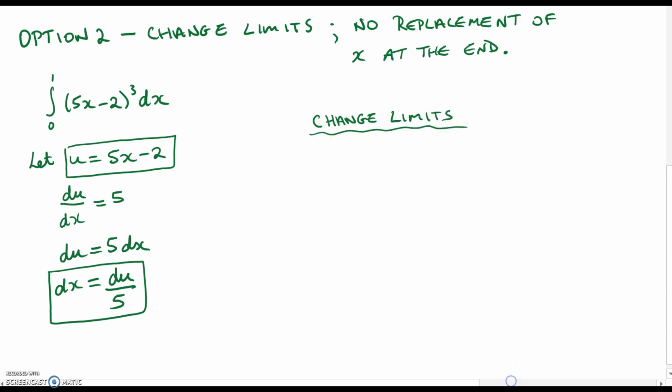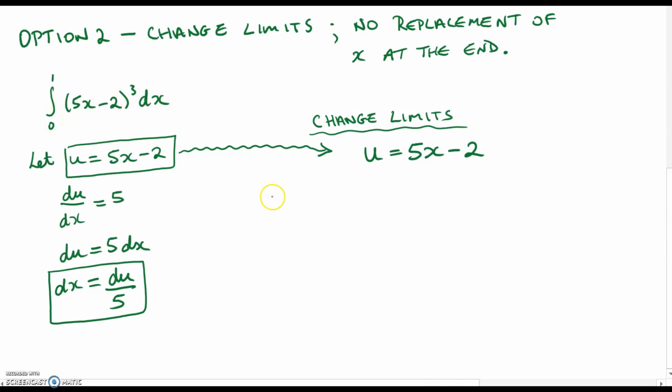Now, what we're going to use for changing the limits is this part here: u is equal to 5x minus 2. Okay, so we're going to use that. And what we do is we look at the top limit. These limits here, if you look back at the original problem, are defined in terms of x. When the variable is given in terms of x, the top limit is 1, the bottom limit is 0.